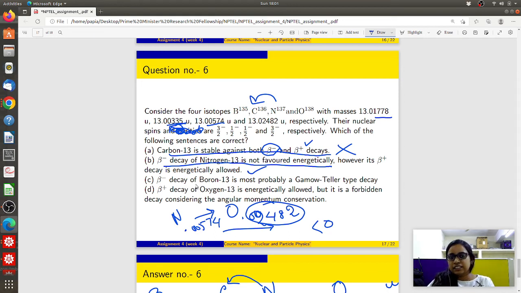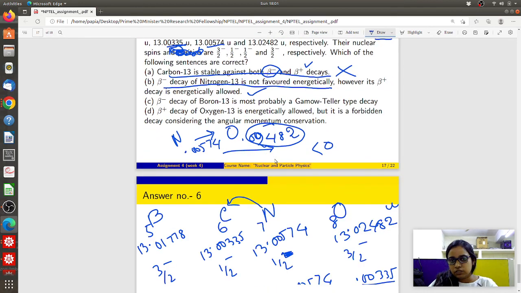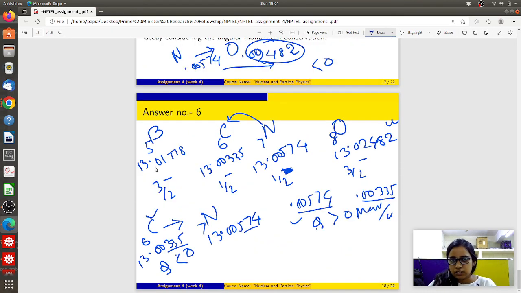What is the third one? That boron-13 is most probably a Gamow-Teller type decay, beta minus of boron-13. Boron-13 beta minus means boron can go to carbon. So here 13.01778 and 13.00335. Obviously it is allowed kinematically.